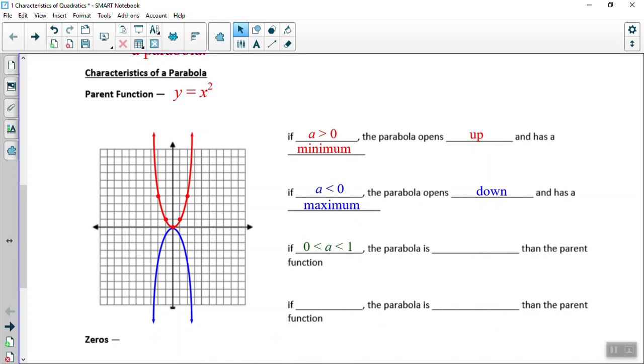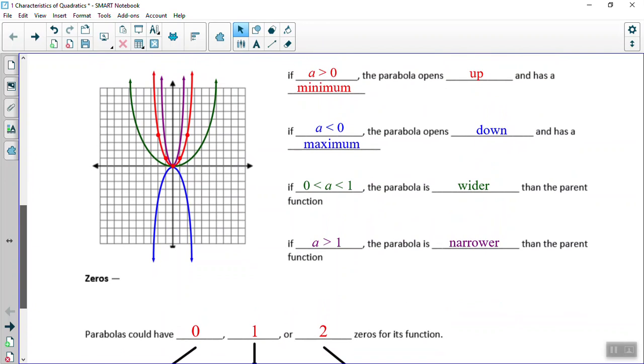If your a value is between 0 and 1, so it's positive, but it's like a fraction, 1/2, right? Then my parabola gets wider. It's going to look more like this one here. And if my a value is greater than 1, then my parabola is going to actually get narrower and look more like this purple one here. Okay.